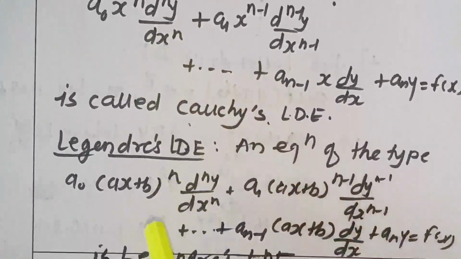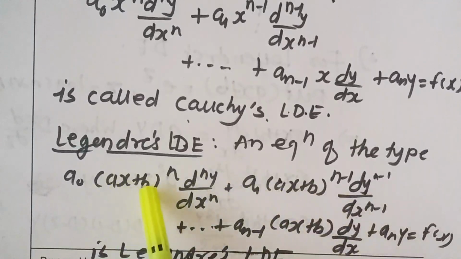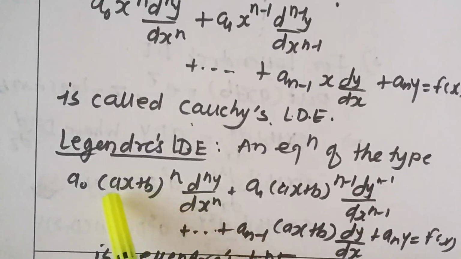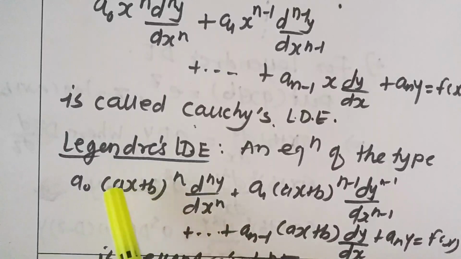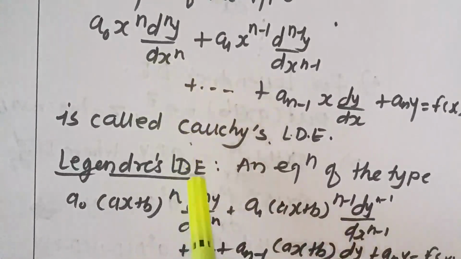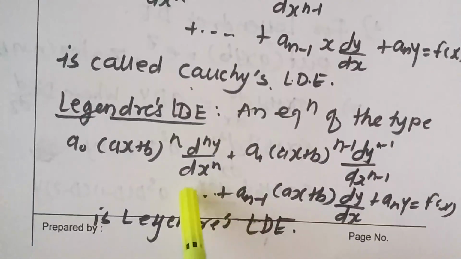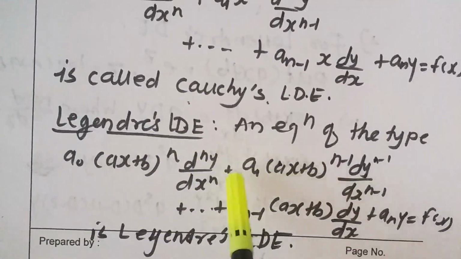Instead of x, we have the factor ax plus b in Legendre's case. This ax plus b is a linear factor in x, where a and b are constants. When we put a equal to 1 and b equal to 0, we get Cauchy's equation. Cauchy's differential equation is a particular case, and this is the general case.